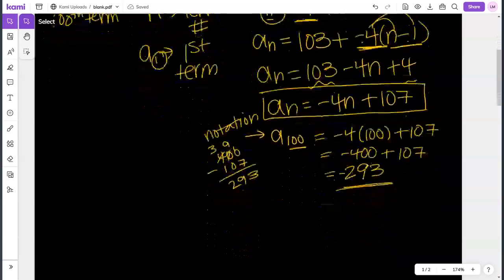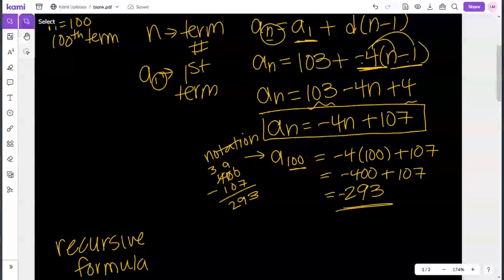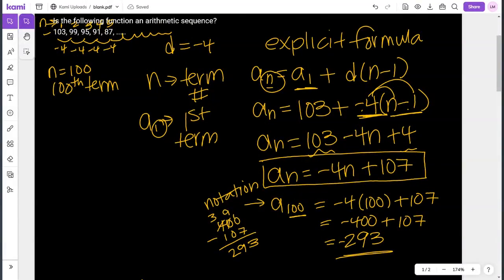All right, so that's an explicit formula or an explicit definition. Sometimes they'll call it a definition. So one more I want to show you is called recursive. So a recursive formula or definition means you're going to write a formula and it's going to depend on the term before. Like, what do I have to do to find the next term of this sequence up here? So I'm going to write it down here.